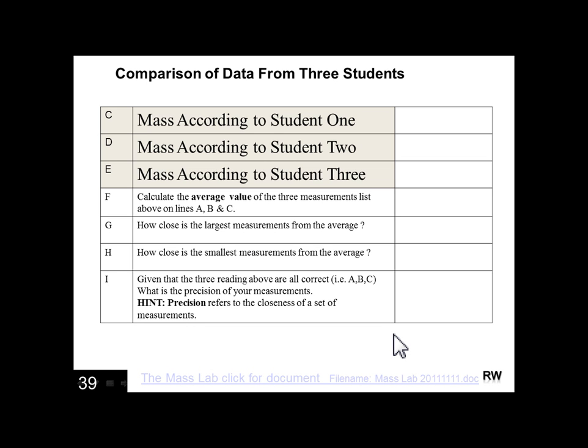Okay, so here's the lab report. You have 3 students in this sample lab, and they all got their independent measurements. So the first student got 5.846 grams, the second got 5.845, and the third got 5.844. You could see in terms of precision that these are pretty good measurements. And next, question F, you'd calculate the average value. So you can pause the tape and calculate the average value. When you come back, we'll tell you the answer.